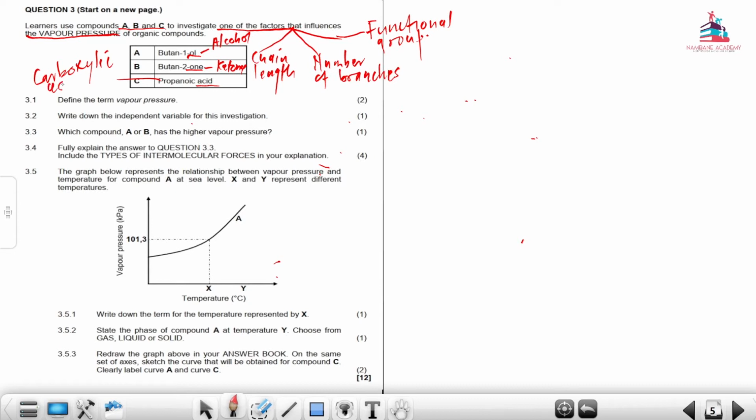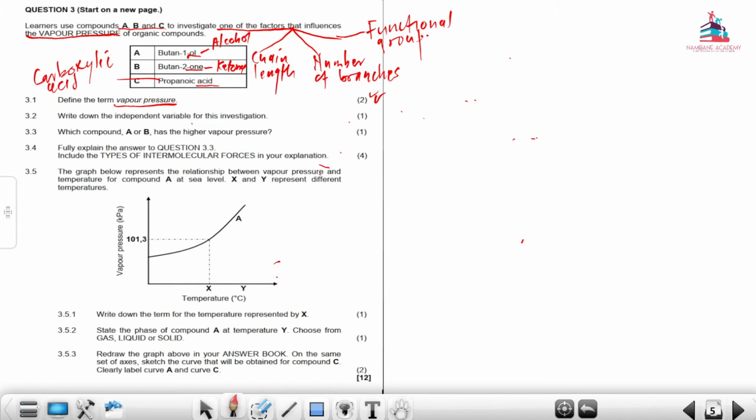Already with this information being said, it allows me now to have a clear indication in terms of the strength of the intermolecular forces. So 3.1.1 is that definition of vapor pressure again. So I am not going to do this. You can just go back to the previous question we did.